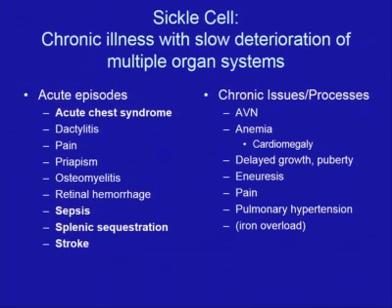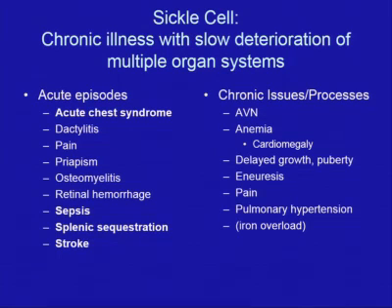All right, so sickle cell, again, a very bad disease. It's a chronic illness, slow deterioration of many organ systems. Really not something good to have. So some of these things are acute problems. So you can have acute chest syndrome. We'll talk about all these. Dactylitis. You can have vaso-occlusive pain episodes. You can see priapism, bone infections, retinal hemorrhages, sepsis, splenic sequestration, and strokes.